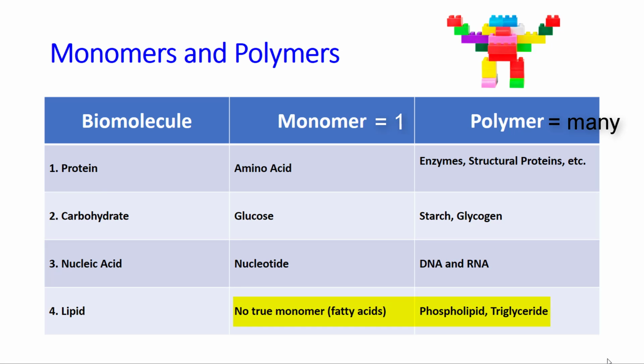And lipids is kind of the oddball. There actually is no true monomer. You could say it's fatty acids, but it's not true, not realistic. And you could use those to build phospholipids and triglycerides.